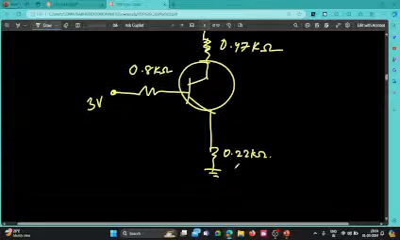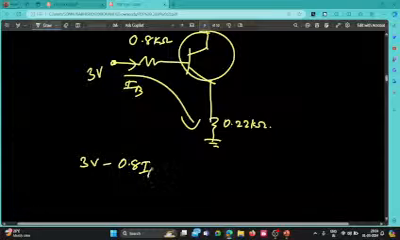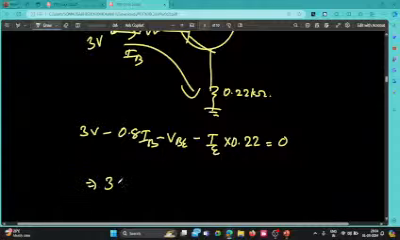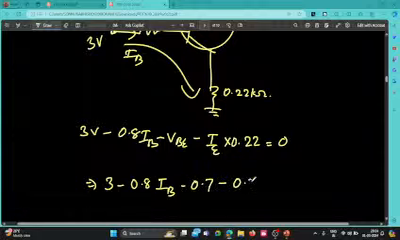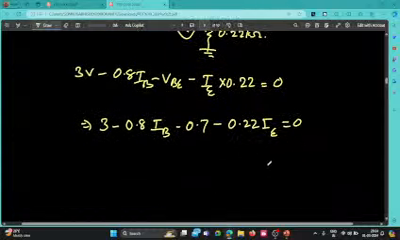So if you see, how will I get it? I just put the values now. 3 volt minus 0.8 IB minus VBE minus IE into 0.22 is equal to 0, right? VBE is 0.7. So 3 minus 0.8 IB minus 0.7 minus 0.22 IE is equal to 0. So IB you have to find, right?